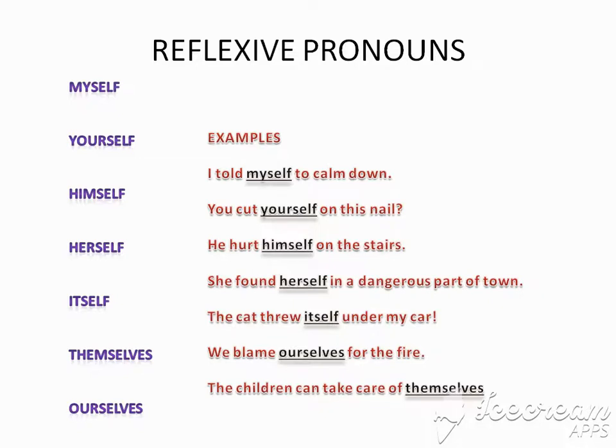Examples. I told myself to calm down. You cut yourself on this nail. He hurt himself on the stairs. She found herself in a dangerous part of town. The cat threw itself under my car. We blame ourselves for the fire. The children can take care of themselves.